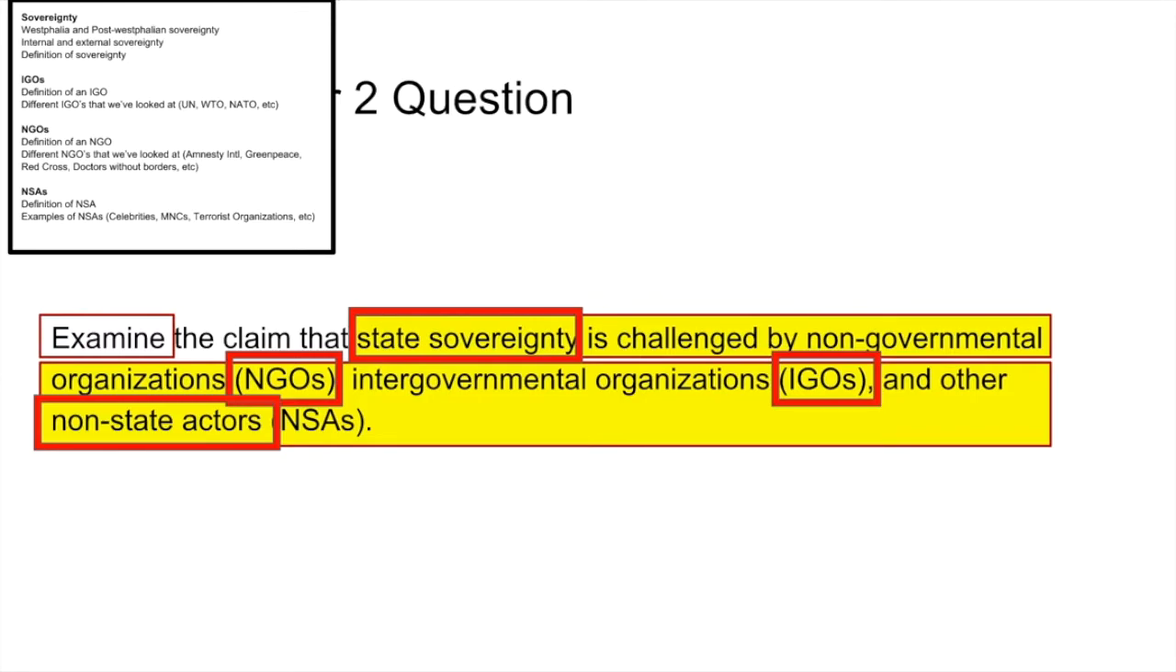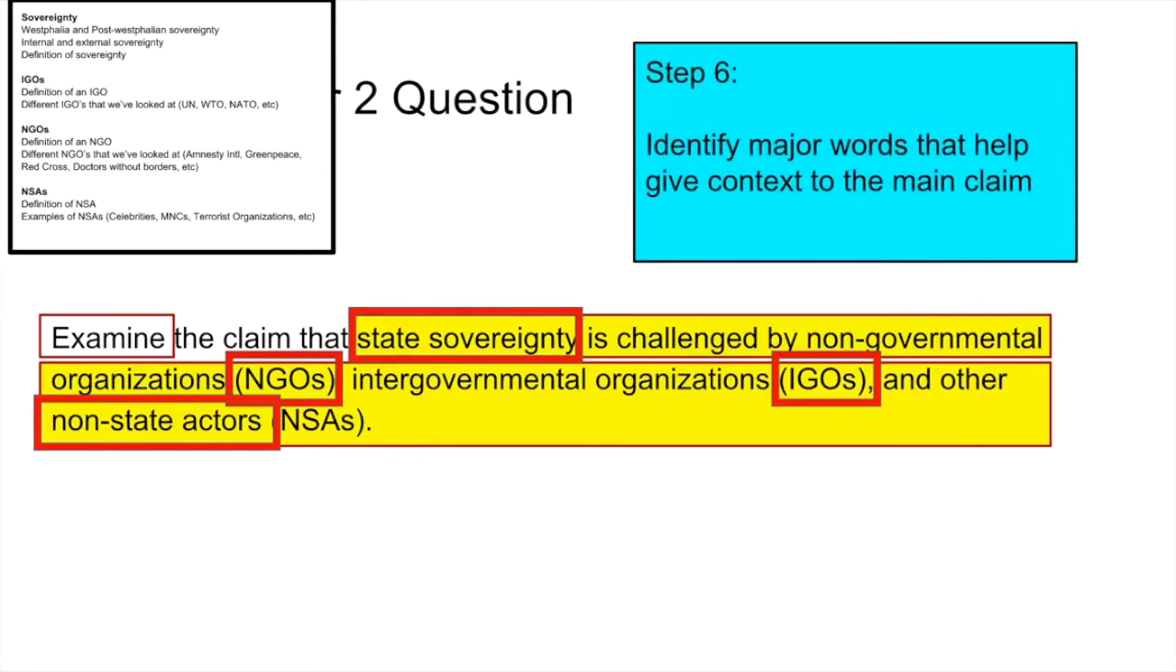You can put it on your scratch paper. And at this point, you want to identify major words that can really help give you context to the main claim. And the major word that I've noticed in this question itself is "challenged." Challenged is a huge word. It's telling me specifically what slant or what idea I'm taking in terms of this claim. And I'm looking at how sovereignty is challenged or influenced, in almost a negative way, by these organizations.